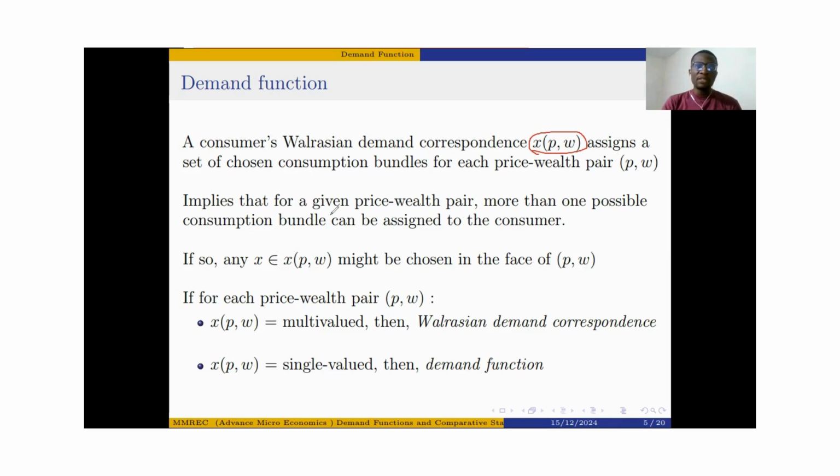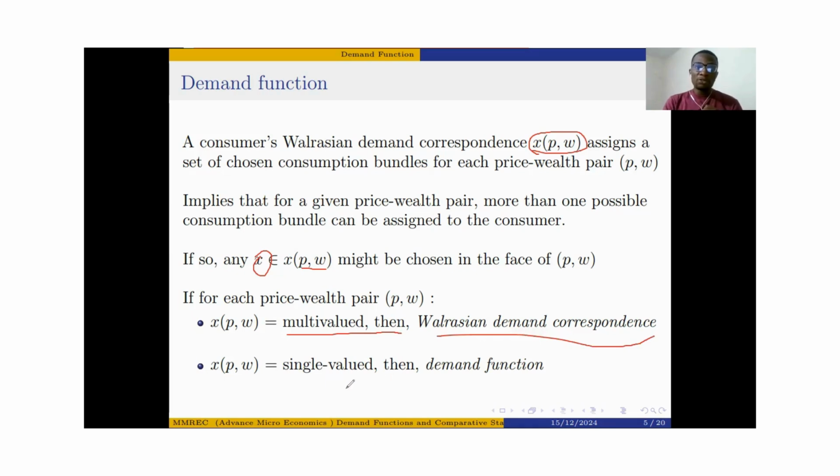Now, the reverse suggests that a consumer would only use a given price and wealth constraint on a specific bundle, suggesting that a given bundle X in the face of price and wealth might be used for several purposes or several bundles. Then we're talking about the multi-valued, and that is the Walrasian demand correspondence.